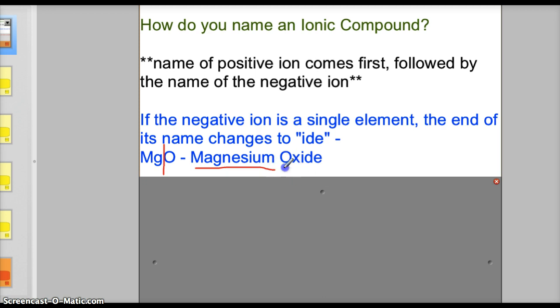But if you notice, the answer says oxide. Whenever you have just one single element like oxygen, the ending will change to IDE. Like nitrogen would be nitride, phosphorus would be phosphide, chlorine would be chloride. So the ending will change to IDE. Let's do some examples and see if we can clear this up a little better.